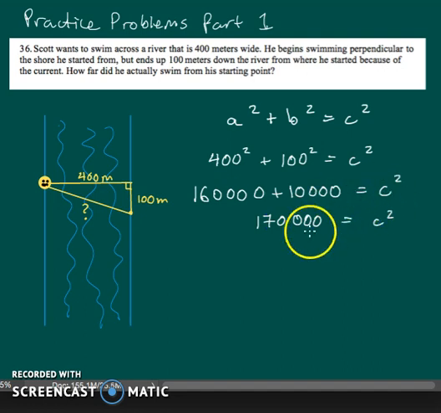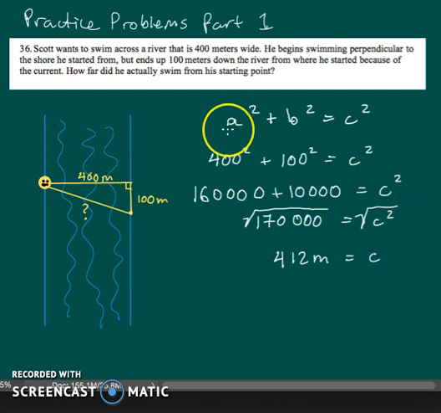And now we need to take the square root of both sides in order to find the value of c, which you will find is, if you round it to the nearest meter, 412 meters is the value of c.